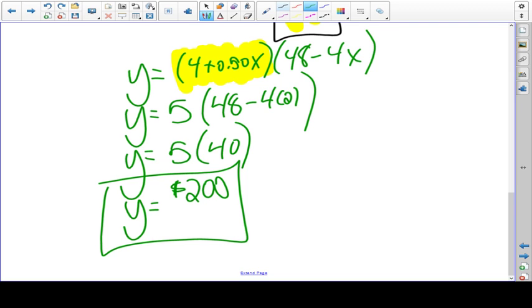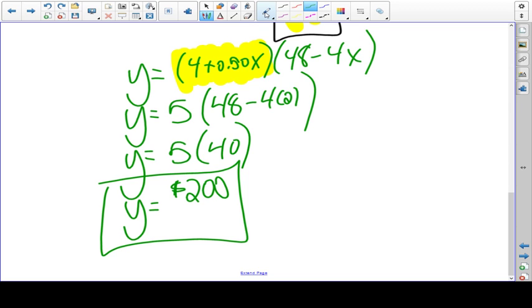One other thing, because I told you we were going to look at two things. What price should we use to maximize revenue? $5. I told you I was going to do a second thing. Maximum revenue, $200. Yes? What's that? 5 times 20? No, 5 times 40 is 200. 5 times 20 is 100. Okay.